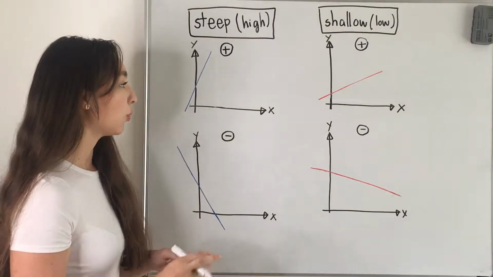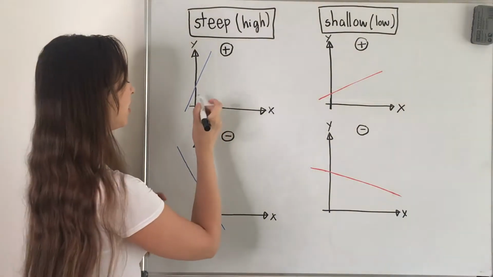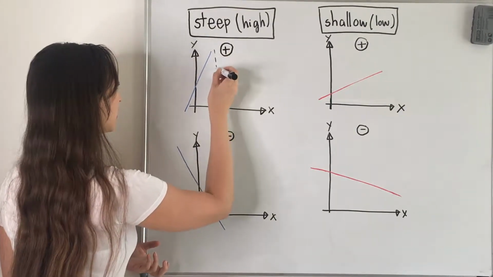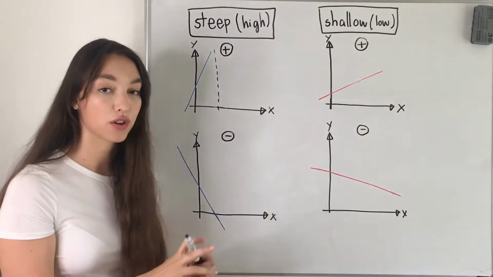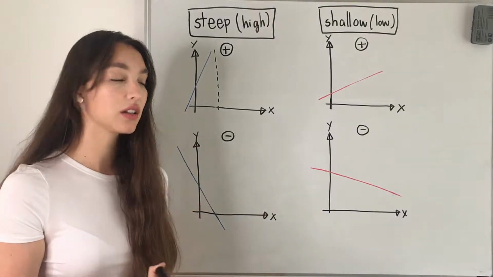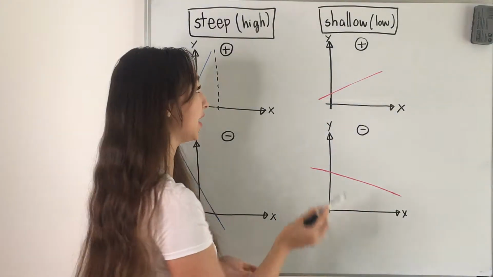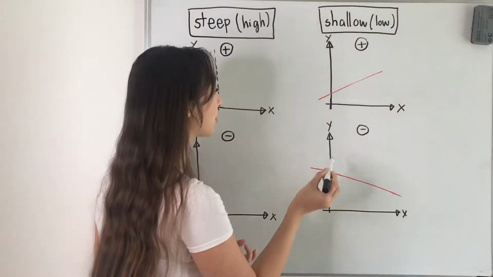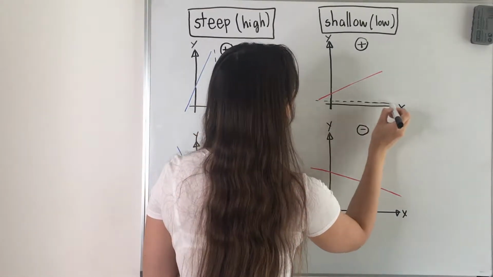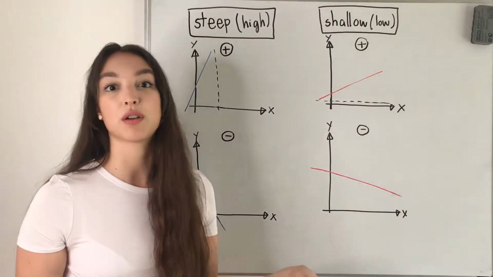And we also have extreme cases where our line is so steep that it is actually vertical. In this case, the slope is undefined. And then we have the other extreme case where our line is so shallow that it actually is a horizontal line. In this case, our slope would be 0.